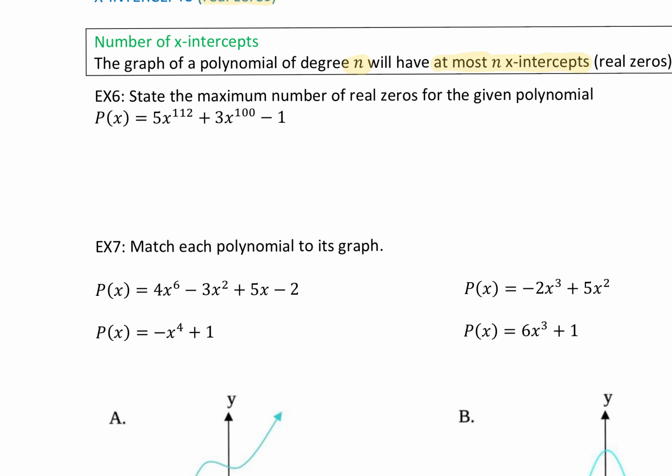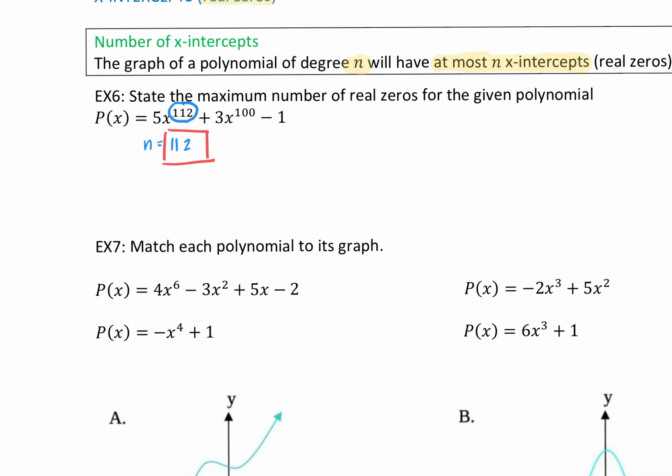We're going to explore this idea of zeros more thoroughly in the next section. So for now, in example 6, we're just going to state the maximum number of real zeros for the given polynomial. Real simple. All you have to do is look at n, which would be the highest exponent, and here n is equal to 112. So 112 would be the maximum number of real zeros for the given polynomial.